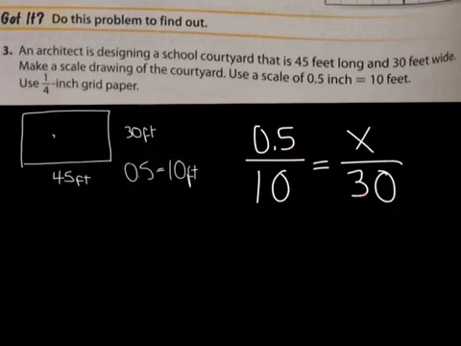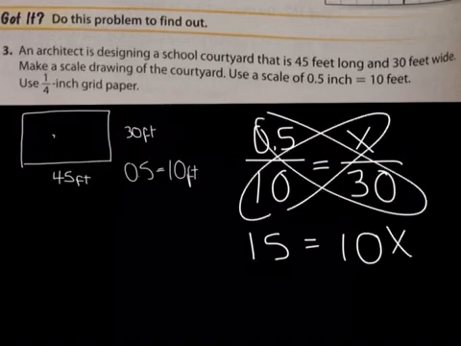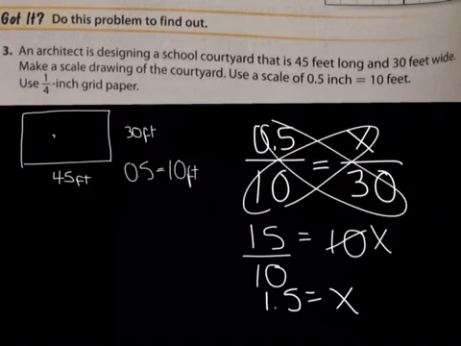Half times 30 is going to give me 15, right? 10x. Because whenever you multiply a number times a half, you get half of that number. So it's 15 equals 10x, right? I did my cross products. And now I'm going to divide, bring the 10 over to the other side. So x is going to equal 1.5 inches. So when I draw it, I need to draw 1.5 inches.